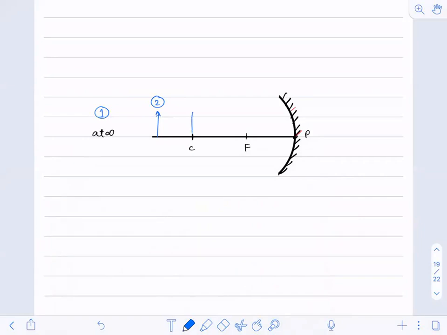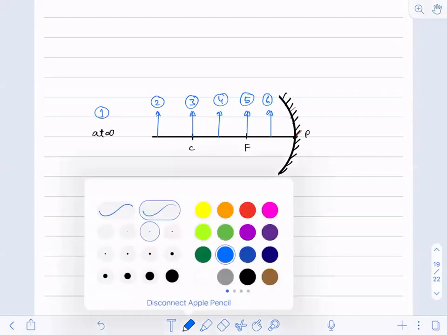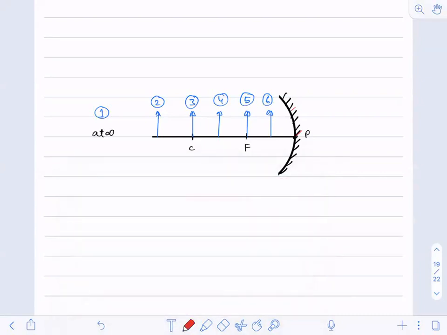Third, I can keep my object at C. Fourth, I can keep my object between C and F. Fifth, I can keep my object at focus. And the last case, we will keep our object between pole and focus. At pole, you cannot keep it. If you keep it at pole, the formation of image will not be there.